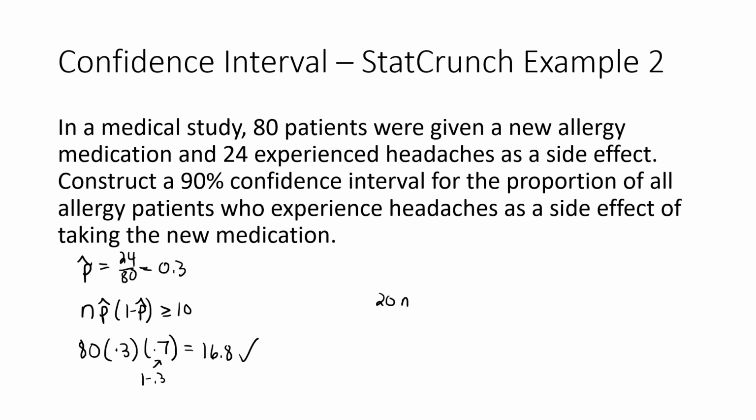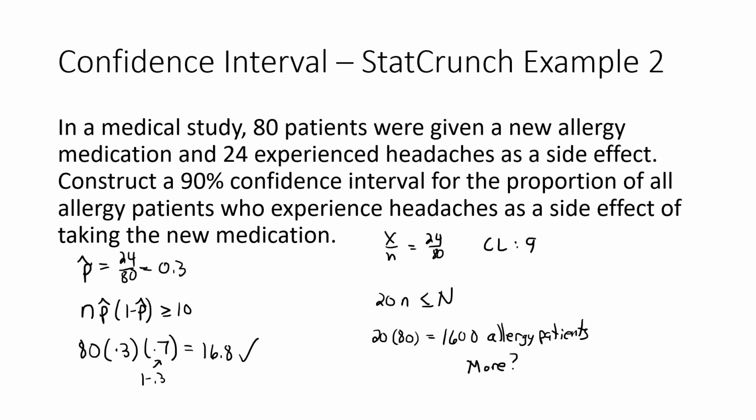Next, we want to check that 20 times the sample size is no more than the population size. 20 times 80 is 1,600 allergy patients. Are there more than that number of allergy patients? Absolutely. We don't know the exact number, so it would have been hard to take 5% of that, but we know that there's definitely more than 1,600, so we can make the interval. Again, x over n is 24 out of 80, and the confidence level this time is 90%, so 0.90 mentioned right here.